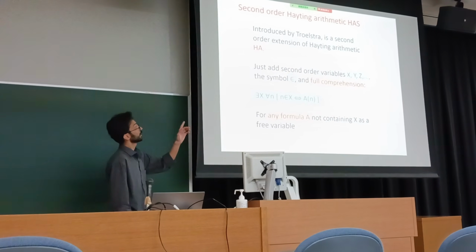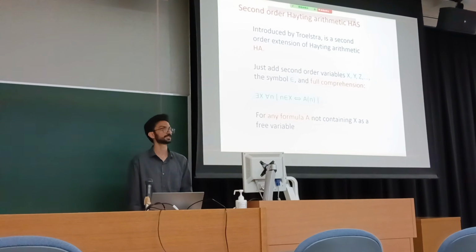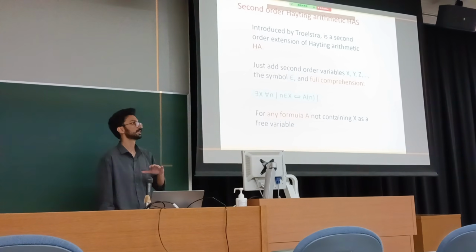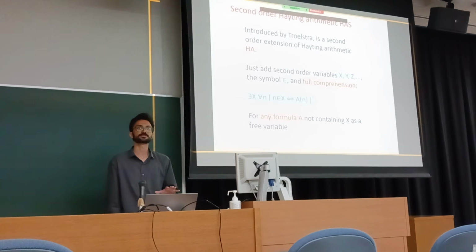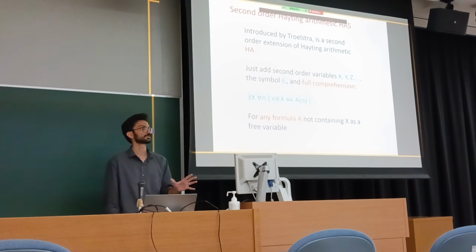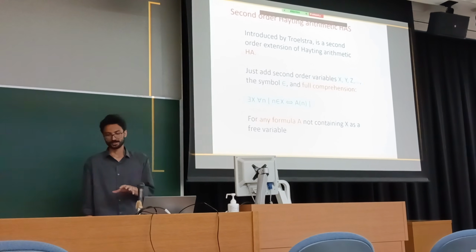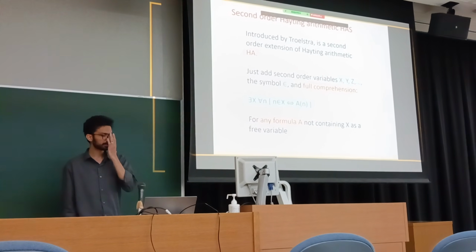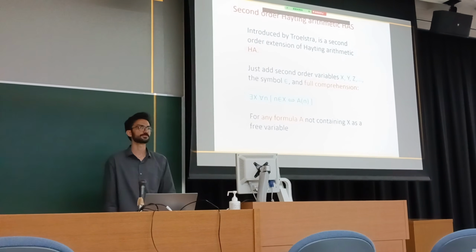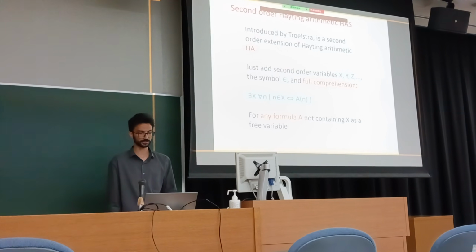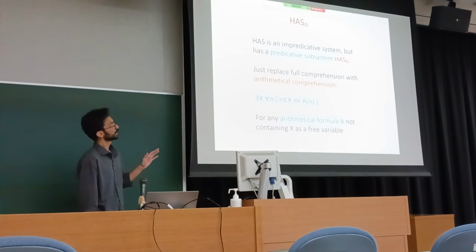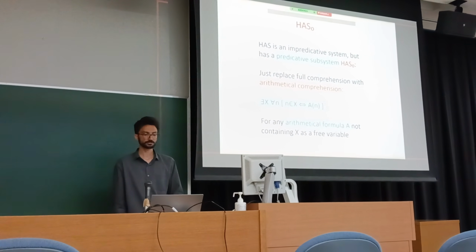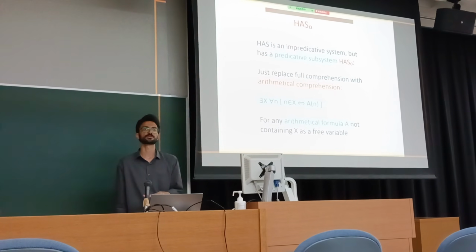As you can see, HAS is an impredicative system because it allows impredicative definitions. But impredicativity is not a very good property for a constructive theory, because the notion of impredicativity is rejected in constructivism. There are some technical and philosophical reasons for that. But fortunately, HAS has a predicative subsystem, which is called HAS0 by Troelstra.